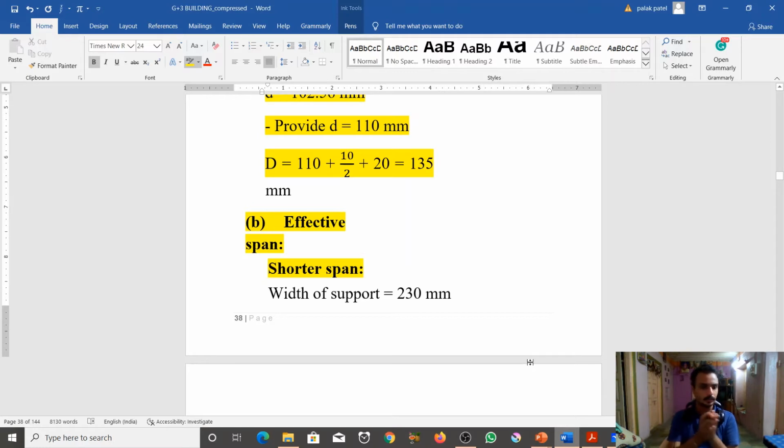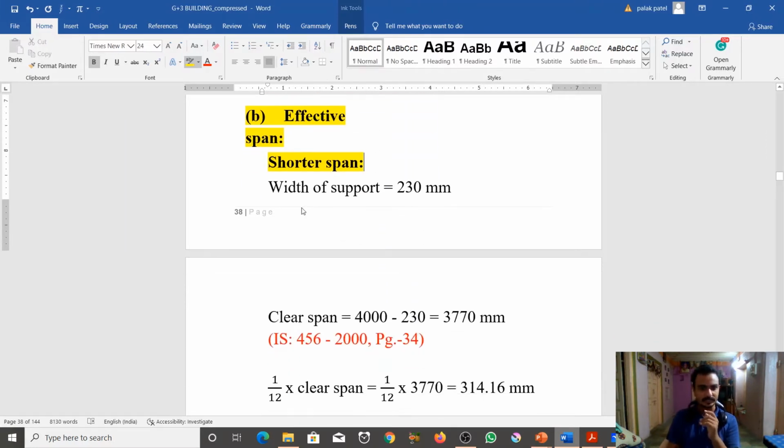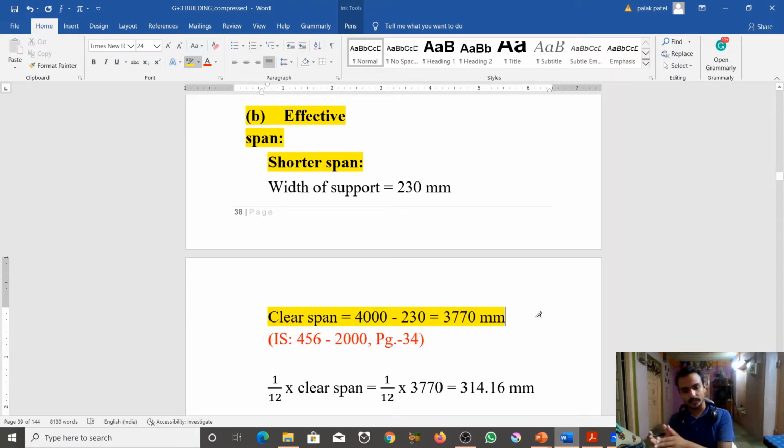So first of all, for the shortest span, meaning for Lx, the width of support is 230 mm, which is given. We have to find out the clear span. Clear span is 4000 minus 230, where 230 is the width of support. So the clear span is 3770 mm. This is the clear span for the shortest span.